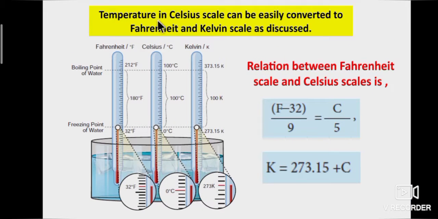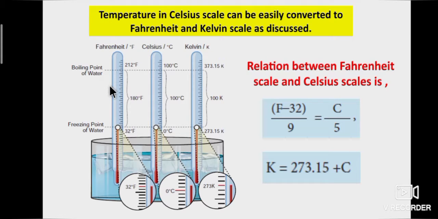Let's see how the temperature in Celsius scale can be easily converted to Fahrenheit and Kelvin scale. Take boiled water in a beaker. Measure the temperature by thermometer. The boiling point of water is 212 degrees Fahrenheit, 100 degrees Celsius, and in Kelvin 373.15 Kelvin.